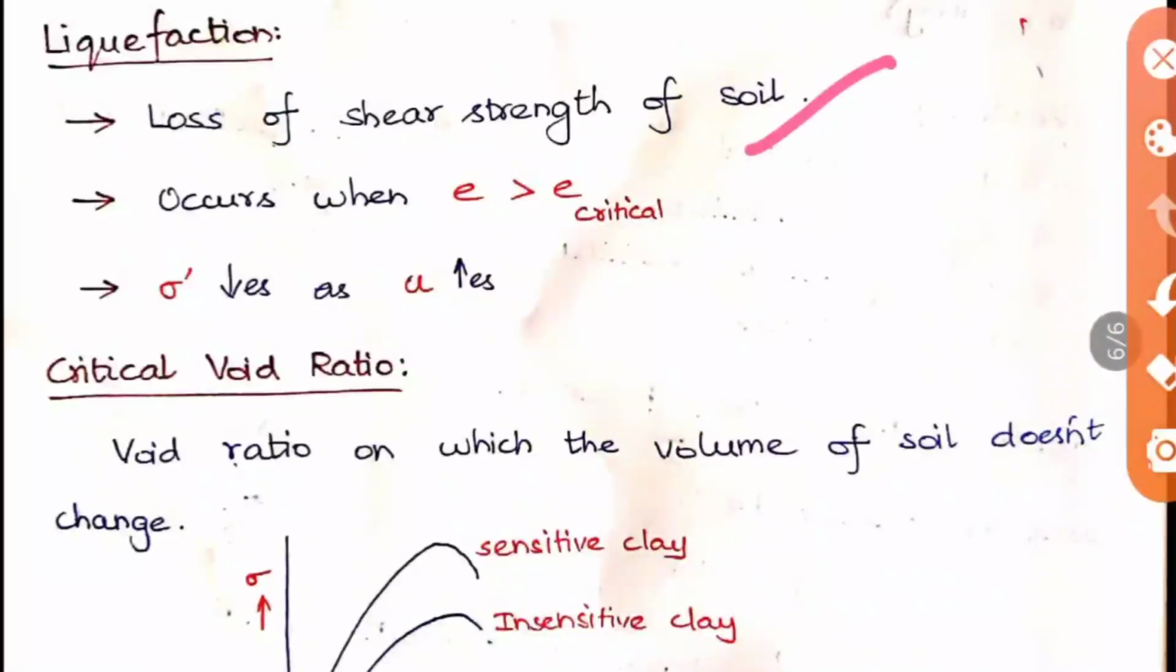So they have told us here, loss of shear strength of the soil, and this occurs when e is greater than e critical. e is nothing but the void ratio. So when the void ratio of the soil is greater than the critical void ratio, this condition occurs, and sigma dash decreases as u increases. This only I told you here. So sigma dash is equal to sigma minus u. When u increases, this whole term will become 0.